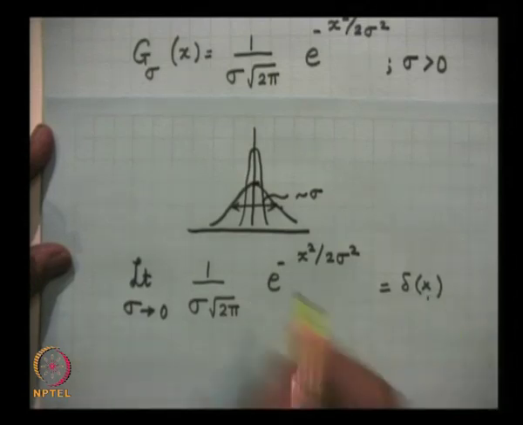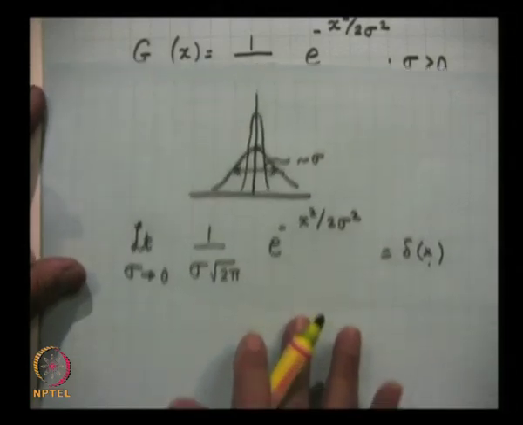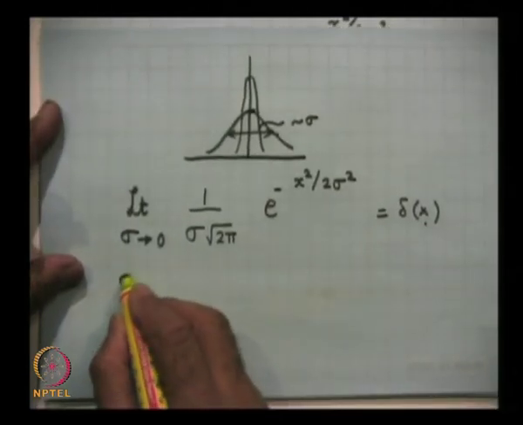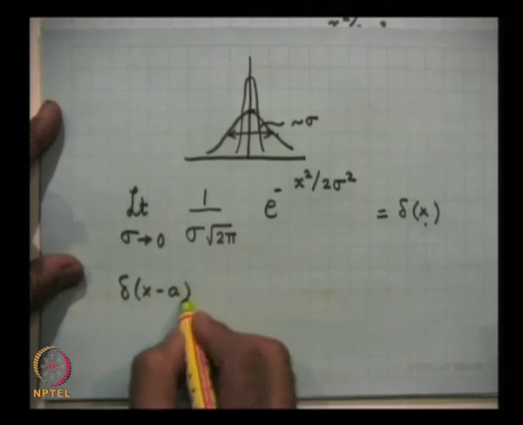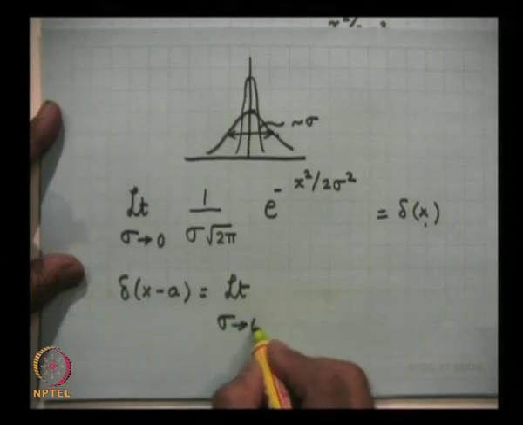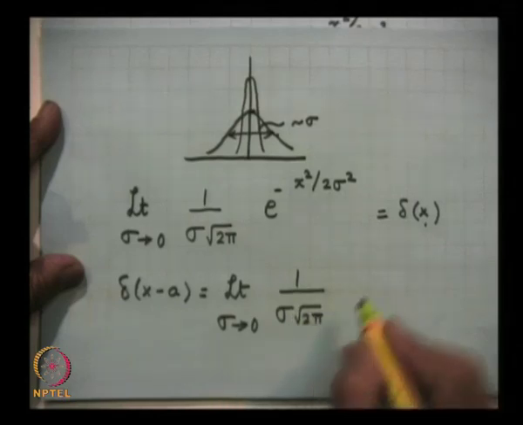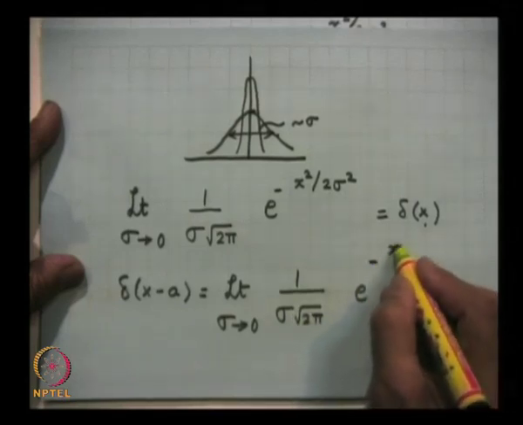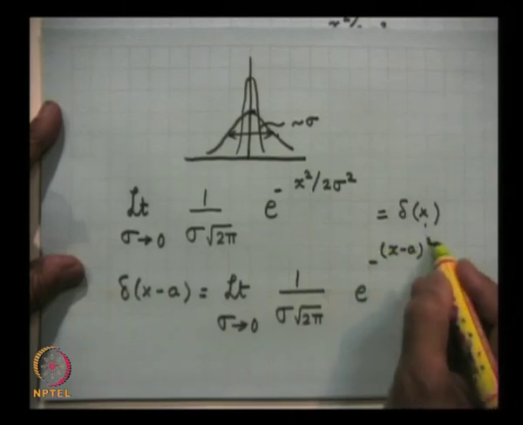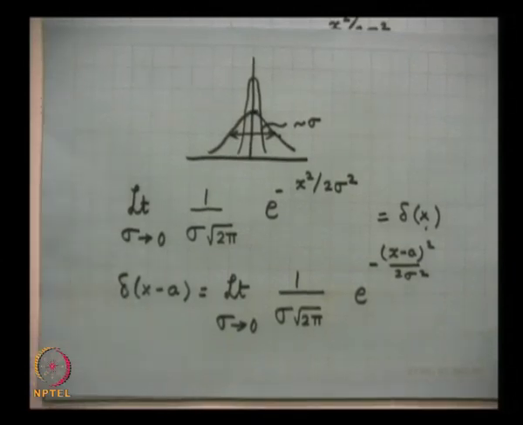So, this is a delta function centered at x equal to 0. If I want to displace the curve, if I want to shift the origin by a, then we can write delta of x minus a is equal to the limit of sigma tending to 0 of 1 over sigma under root of 2 pi e to the power of minus x minus a whole square by 2 sigma square. This is known as the Gaussian representation of the Dirac delta function.